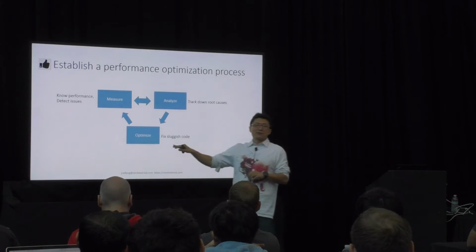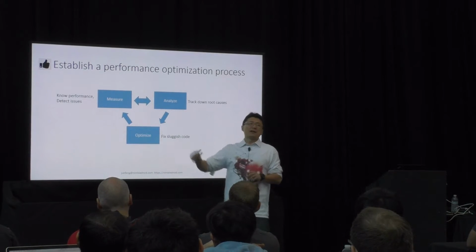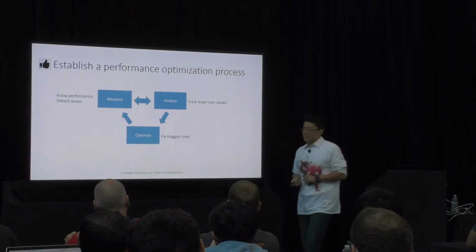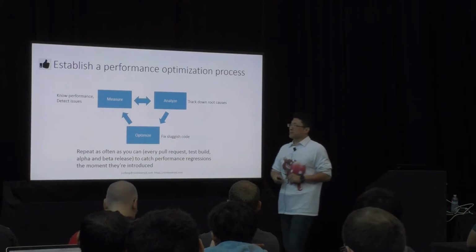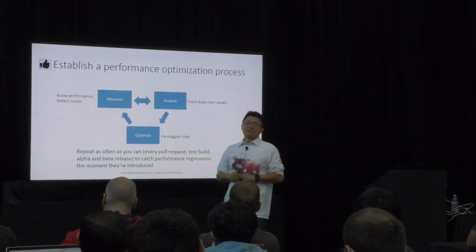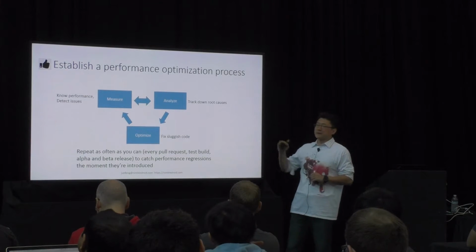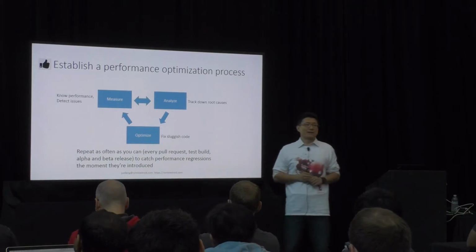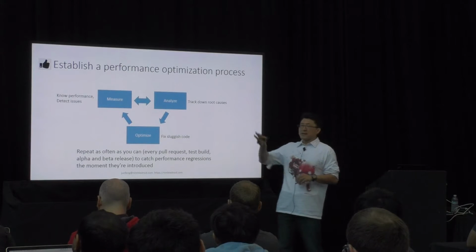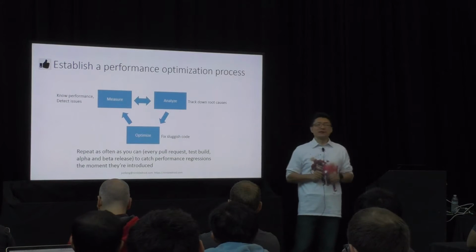And once we figure out the issues, we want to fix the code and want to measure again to make sure our fix actually works. And we want to repeat this process as often as possible. For example, for every pull request, or for every testing build, or for every beta and alpha release, so that we can catch performance regressions the moment they're introduced.